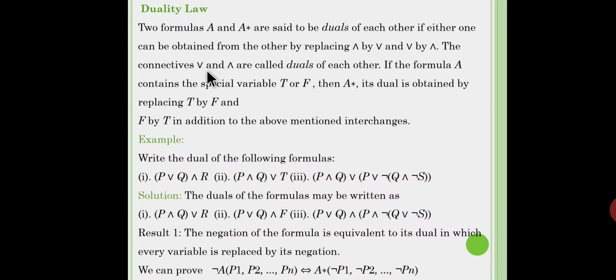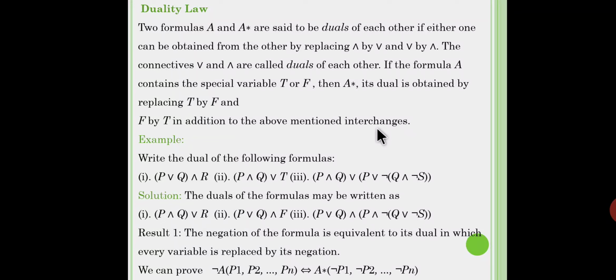The connectives OR and AND are called duals of each other. If the formula A contains the special variable true or false, then A star, its dual, is obtained by replacing true by false and false by true, in addition to the above mentioned interchanges. So what is the duality law?